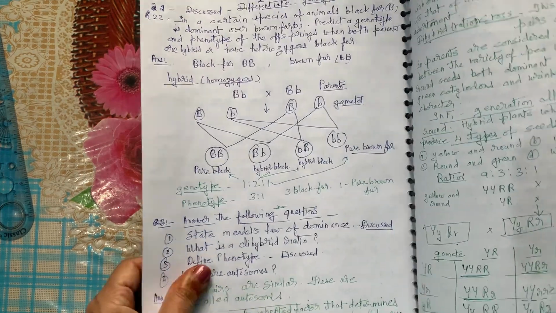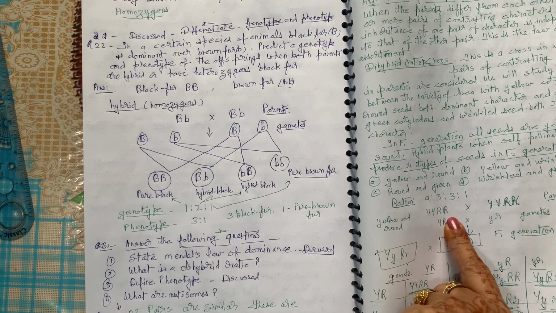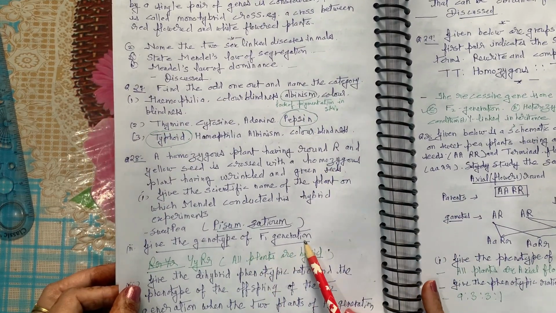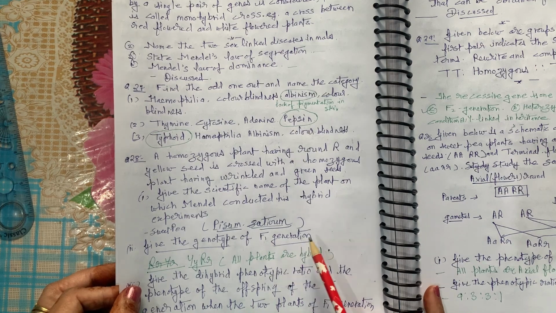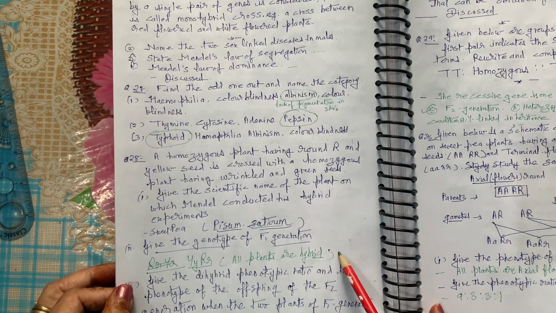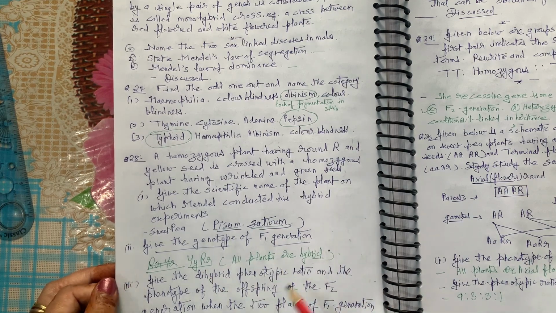Homozygous, it is the same which I have discussed here. Yellow and round seeded plant with green and wrinkled seeded plant. Give the genotype of F1 generation. Genotype of F1 generation: all are round seed plants, hybrids, and they are yellow and round seeded.